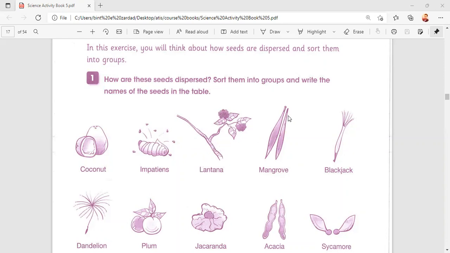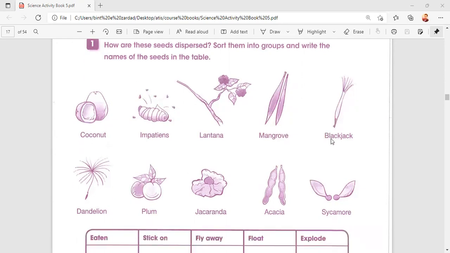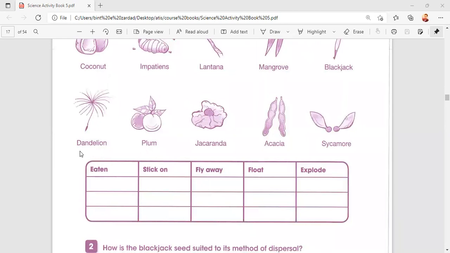After that, mangrove, by water, by floating on the water. It's shaped like a pencil. So by water, the seed is dispersed. After this, blackjack. This one sticks on because it has hooks. They attach to the body. After this, dandelion, by air. They are lightweight, so dispersed by air.